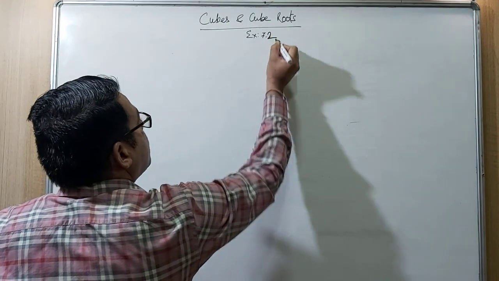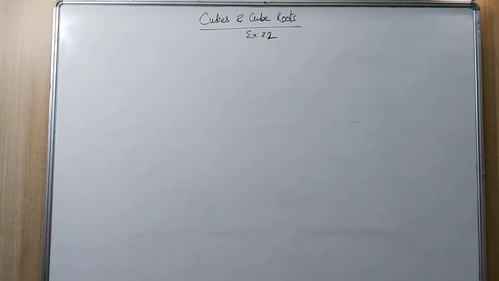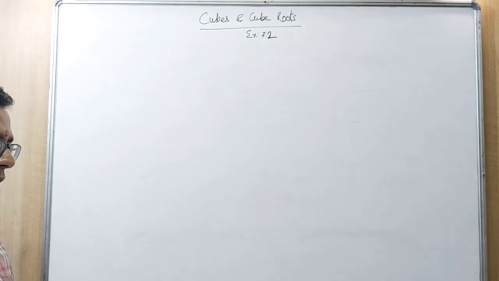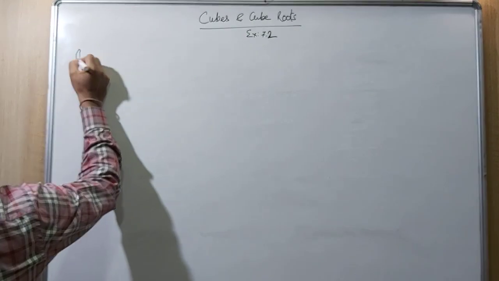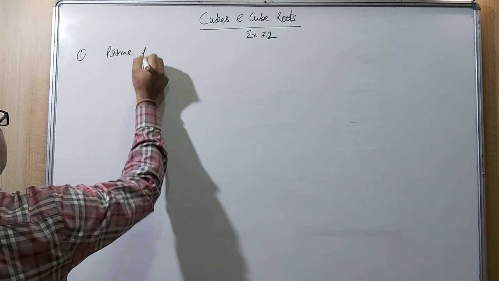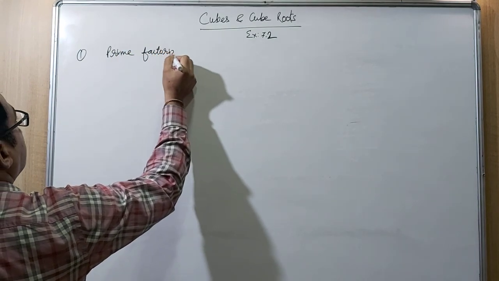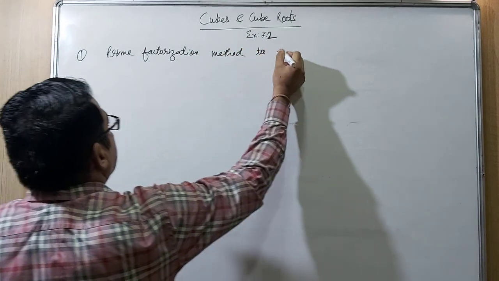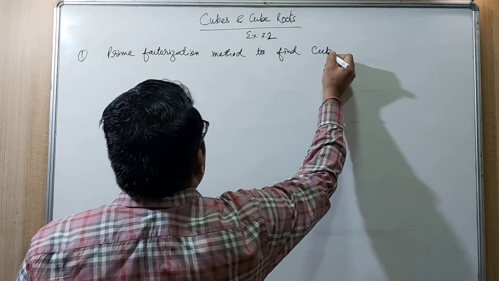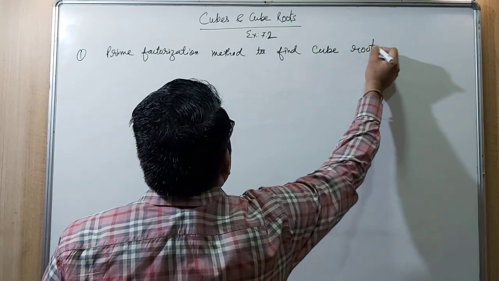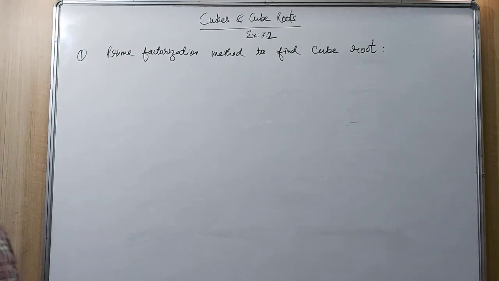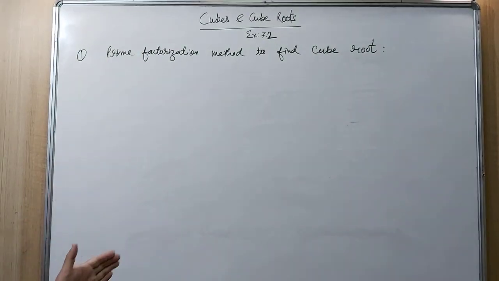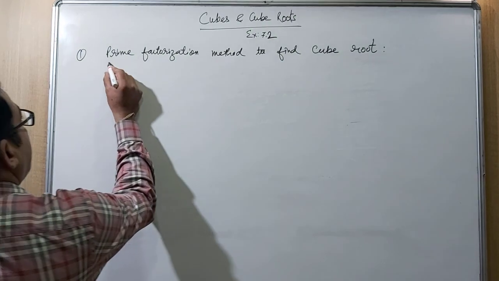Exercise 7.2. Question first. Find cube root of each of the following numbers by prime factorization method. So many questions are there. There are 10 parts in this first question. So you have to find cube root of the numbers by using this method, prime factorization method.